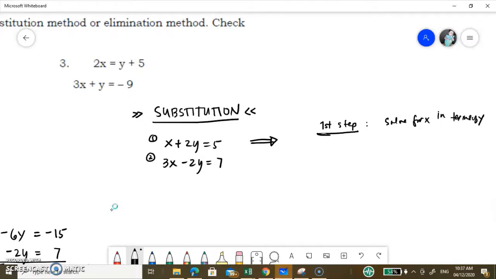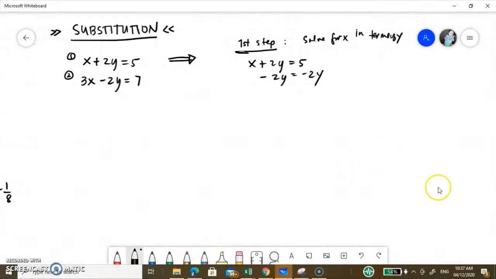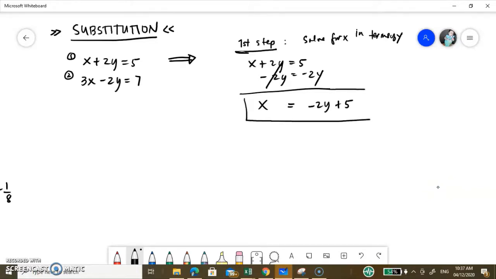Okay? So, the x plus 2y equals 5. We add negative 2y to both sides of the equation so that you could solve for your x. Okay? So, that will cancel out. You would get x is equal to negative 2y plus 5. So, this now is your value for x. Okay? This is it. Now substitute it to equation 2.